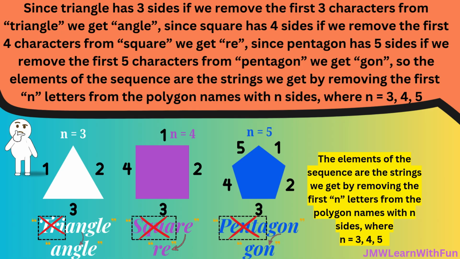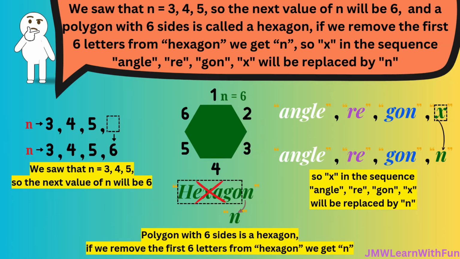So the elements of the sequence are the strings we get by removing the first n letters from the polygon names with n sides, where n equals 3, 4, 5. The next value of n will be 6, and a polygon with 6 sides is called a hexagon. If we remove the first 6 letters from hexagon, we get n. So x in the sequence angle, re, gon, x will be replaced by n.